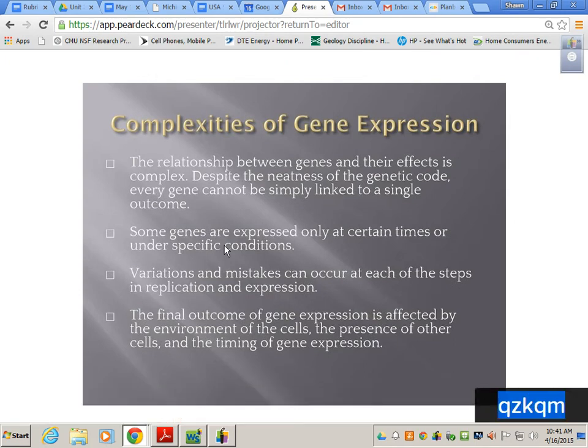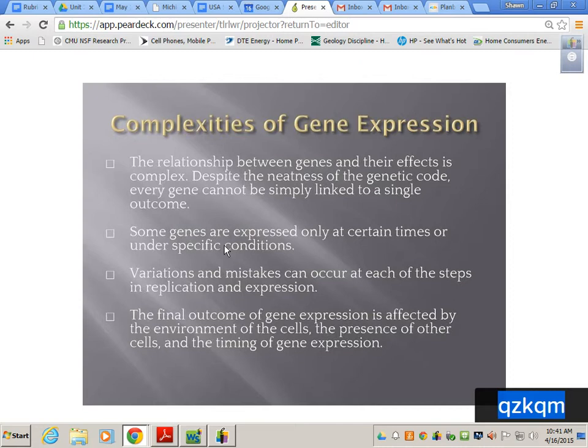So it's not always as easy as just making a polypeptide, right? Sometimes we have to identify how and what gene expression is influenced by. So the relationship between genes and their effects is complex. Despite the neatness of that genetic code, every gene cannot be simply linked to a single outcome. We talked about this in genetics, didn't we? We are not as simple as pea plants. I cannot just link one gene to height. That is a polygenic trait.